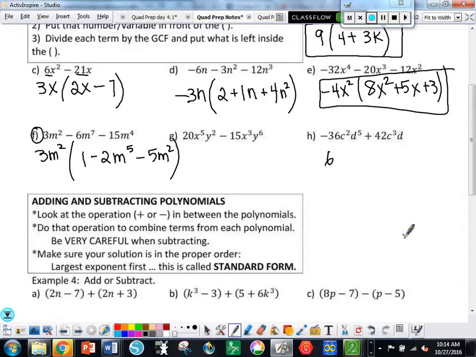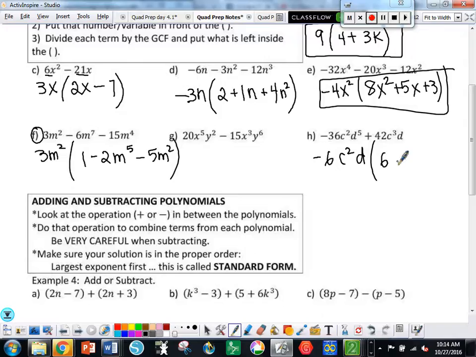But I don't want to pull out a 6, I want to pull out a negative 6. Now look at the C's. They both have at least how many? 2 C's? And they both have 1 D. Good. 36 divided by 6? 6.